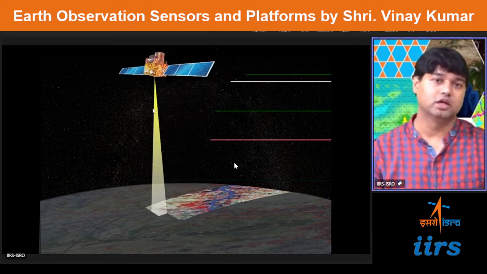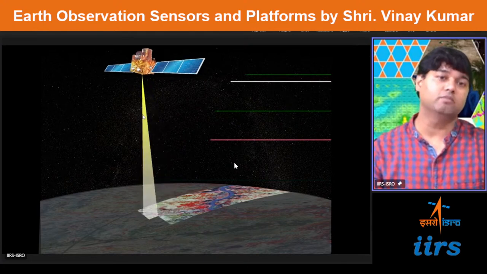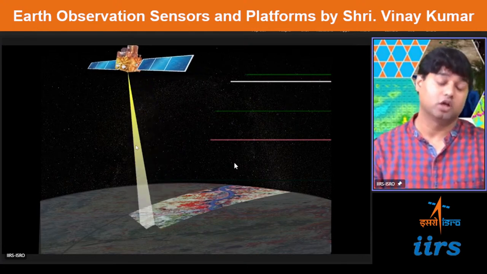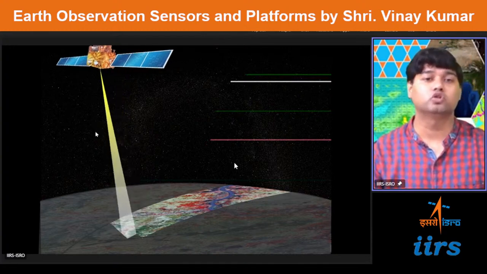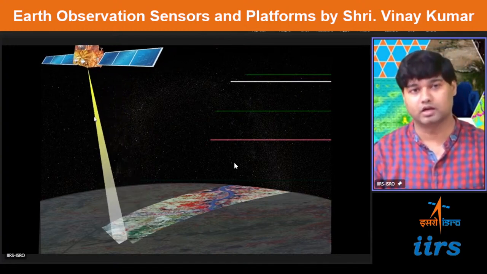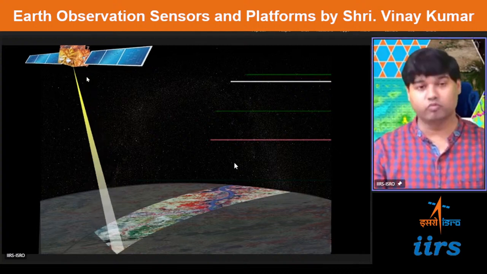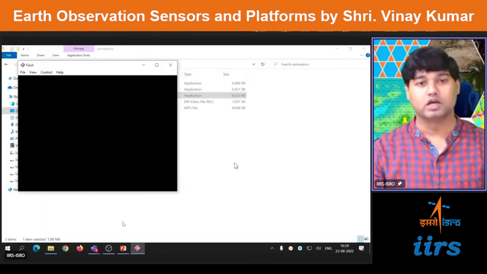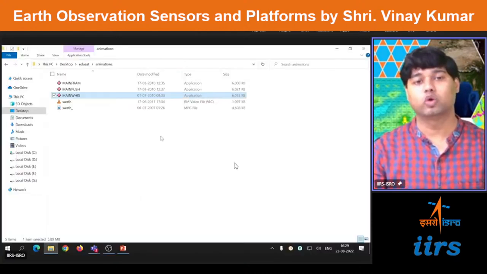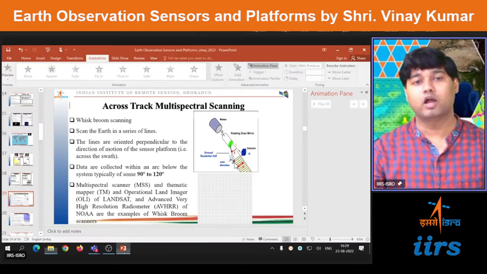So you can see the particular time it is looking to the sensor, looking to the earth surface as the satellite is also moving. It is going to be a little on the lower side. This term, the time by which the sensor, the detector, is looking to the earth surface, is called dwell time. Now I'll be talking about the push broom sensor.